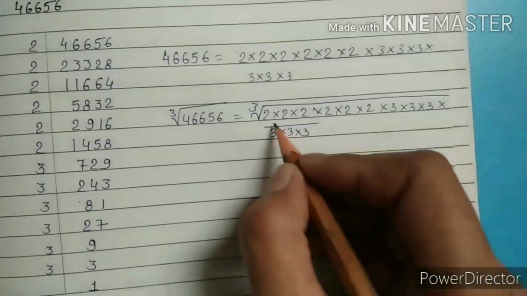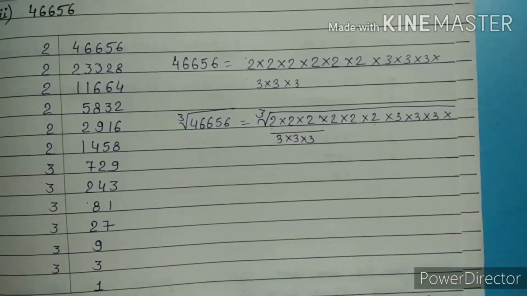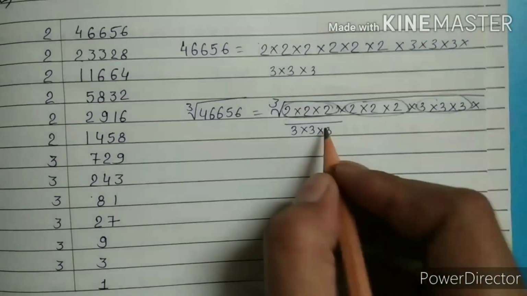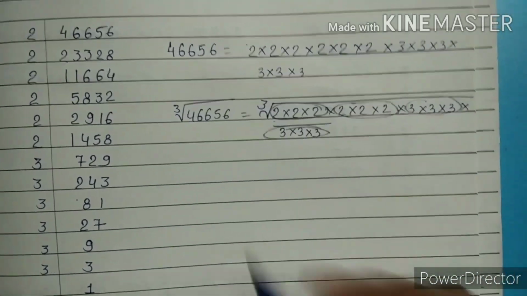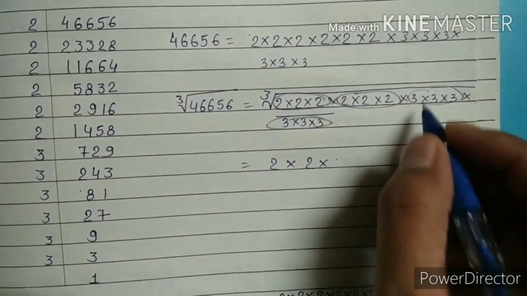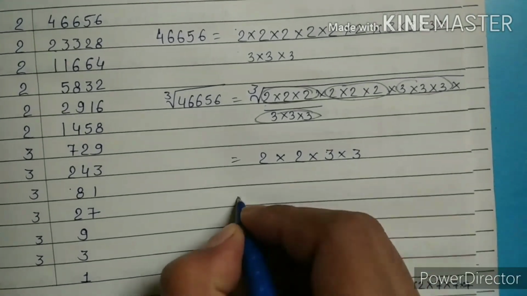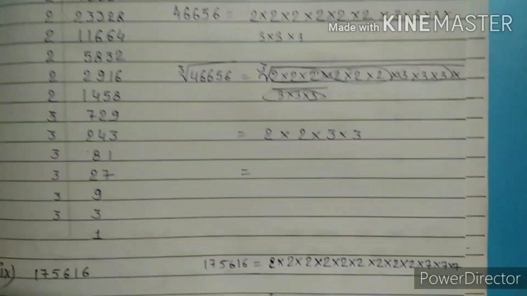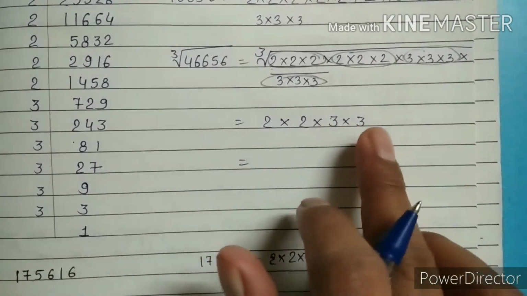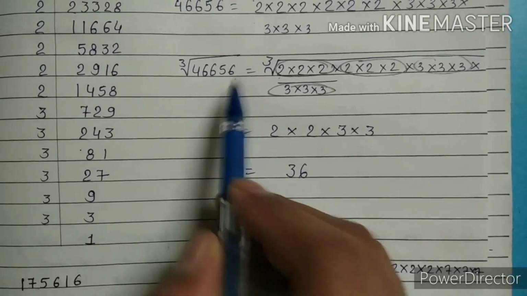Next, 46,656 is 6 times 2 and 6 times 3. So this is the first group, this is the second group, this is the third, and this is the last. The first group is giving 1 time 2, the second group is also 1 time 2, the third will give 1 time 3, and the last will give 1 time 3. So as you can see, we have to multiply these 4 numbers: 2 2s are 4, 4 3s are 12, 12 3s are 36. So the cube root of 46,656 is 36.